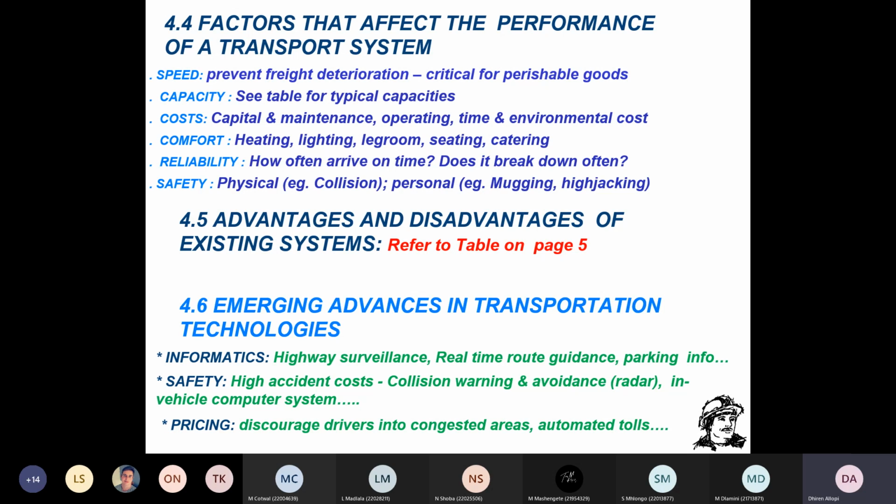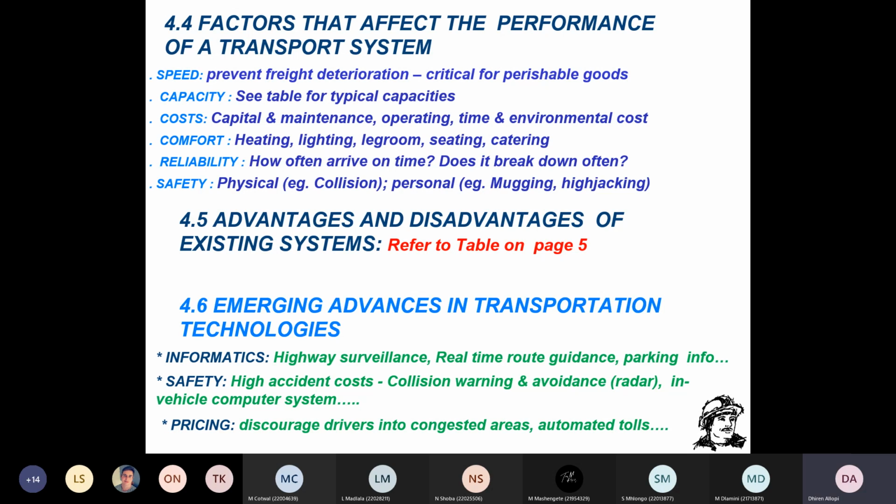So it's very self-explanatory. Then you will see there's some information there on advantages and disadvantages of existing systems. And I said refer to page 5 in your notes. If you go to page 5 in your notes, you will see the various systems as well as the advantages and disadvantages. And it ranges right from walking. So walking is certainly an advantage in that it is cheap, but certainly very slow. So the disadvantage will be slow. And one could then compare that to, say, a motor car. That's also reflected in the table.